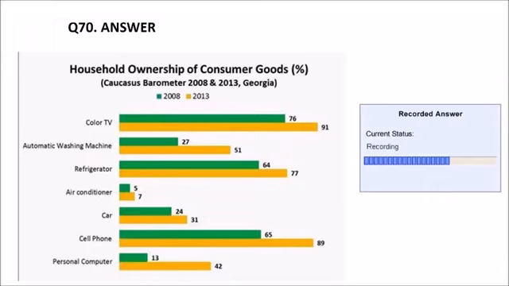In conclusion, it seems that people spent more money on entertainment units than on essential items like a personal computer.